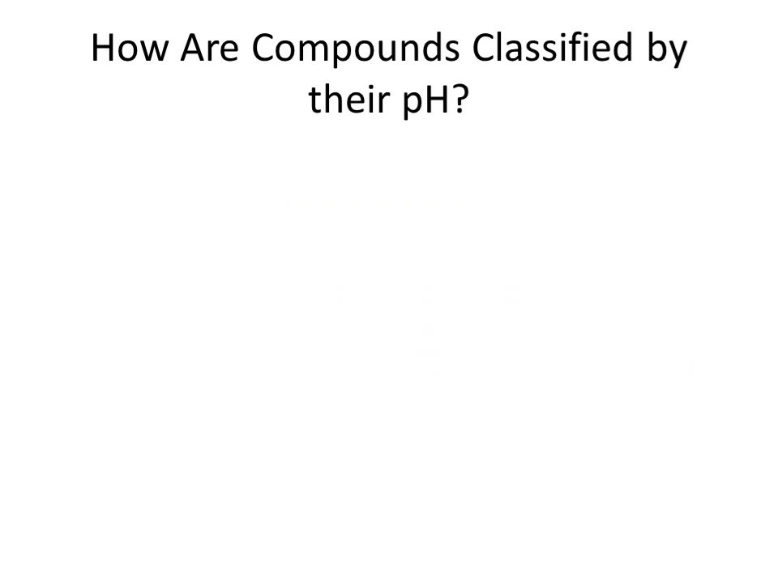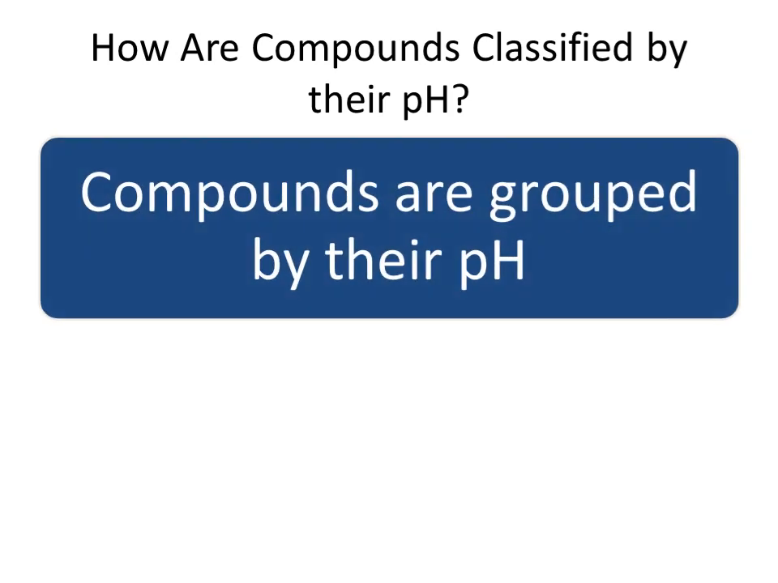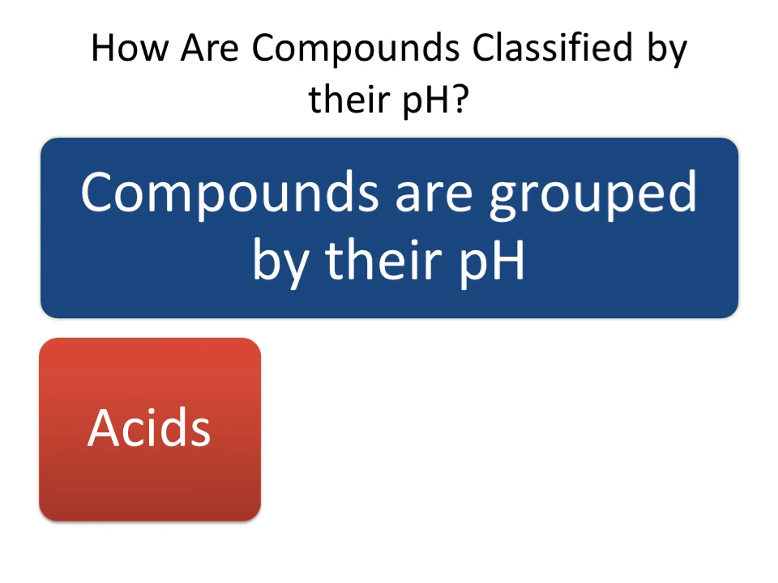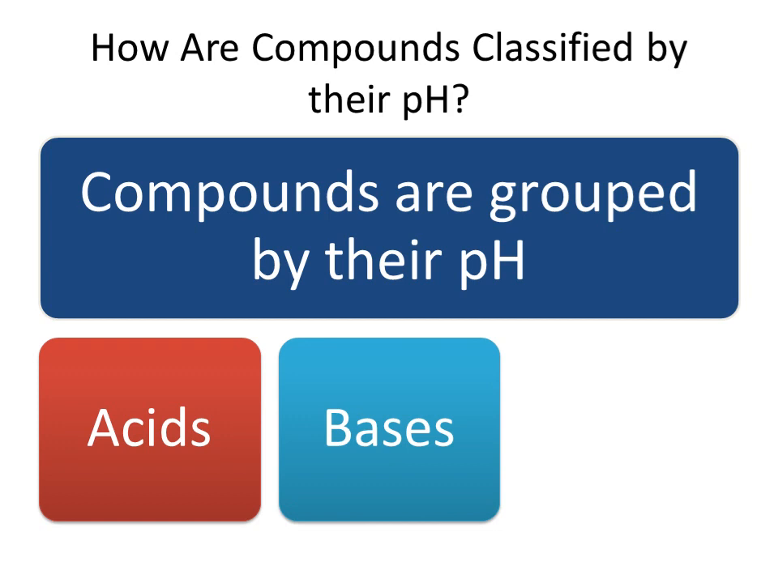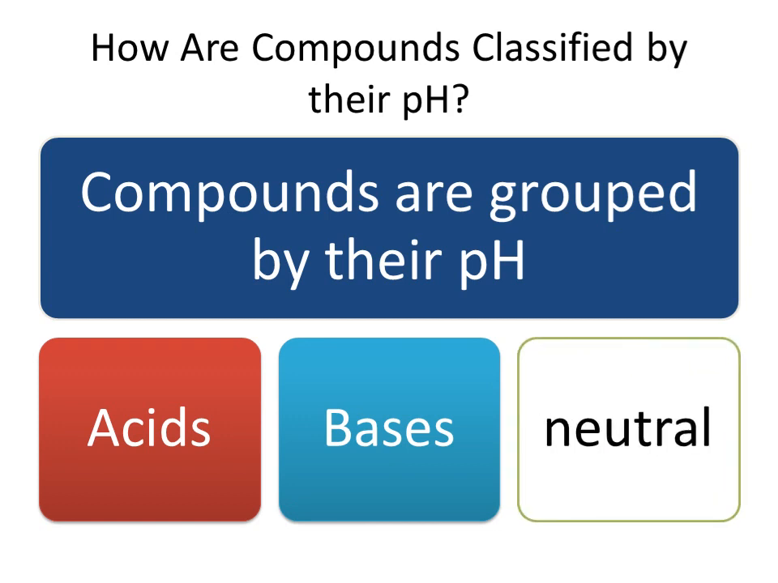How are compounds classified by their pH? They can be classified by their pH, according to the hydrogen atoms present in each compound, into acids, bases, or neutral. Let me explain the pH here. P stands for the French word, it means power, and H, hydrogen. That's why we always write p as a small letter and H as a capital. What are acids, bases, and neutral compounds? We will study them in the next slide.